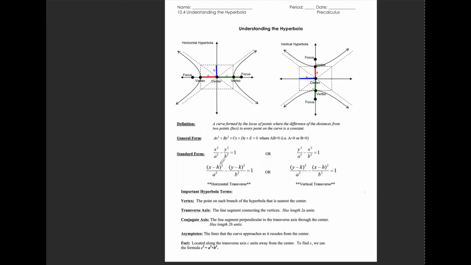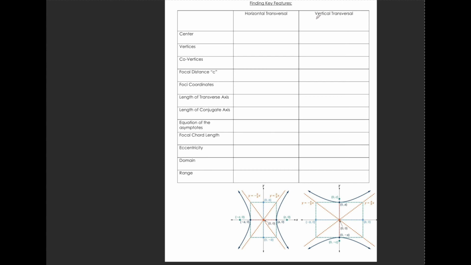Similar to the ellipse, the parabola, all of that, hk is still the center. And then these a and b values are going to help us find the c value, and a whole bunch of other important information. So here we go. We're going to take some notes on finding these key features. First off, I'm just going to fill in the general forms for the horizontal and the vertical hyperbolas.